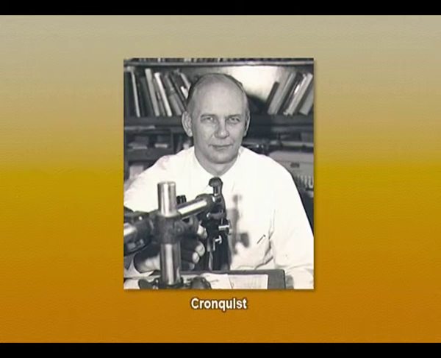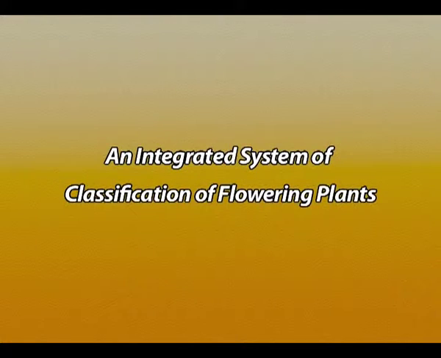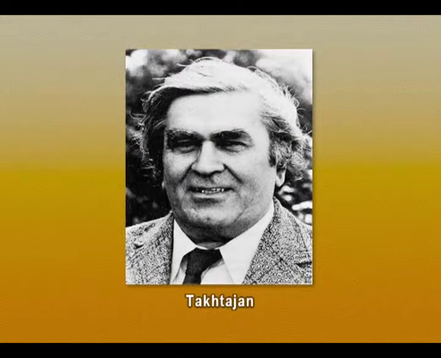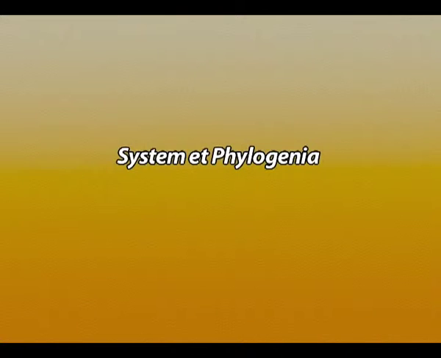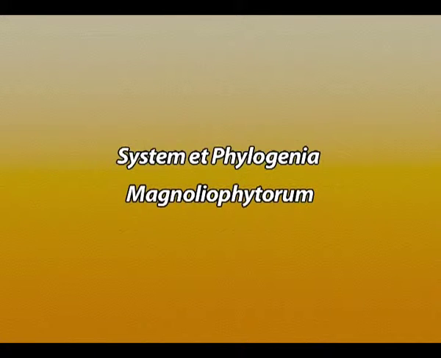We have one more taxonomic work that was published by Arthur Cronquist by the title An Integrated System of Classification of Flowering Plants. It was published in the year 1968, and it provides comprehensive system of classification for the angiosperms. Then we have one more monumental work by a Russian taxonomist, Armen Takhtajan, in the year 1966 by the title System et Phylogenia Magnoliophytorum. It was originally written in Russian language, and it provides an evolutionary system of classification for the angiosperms.